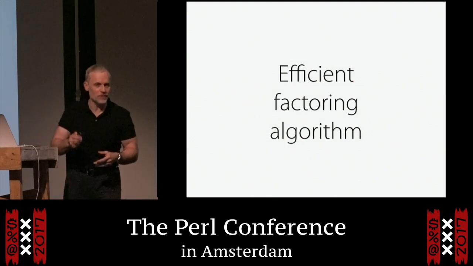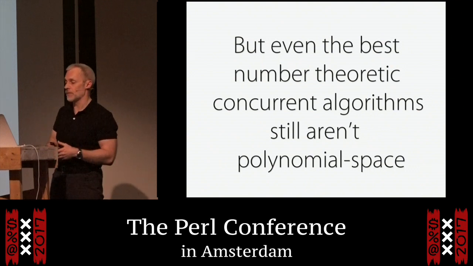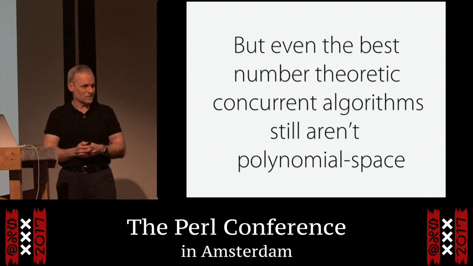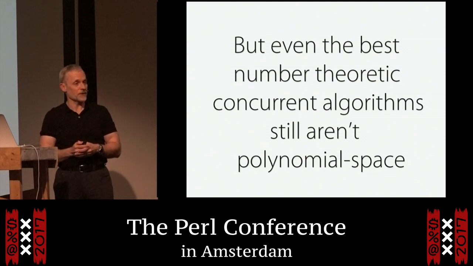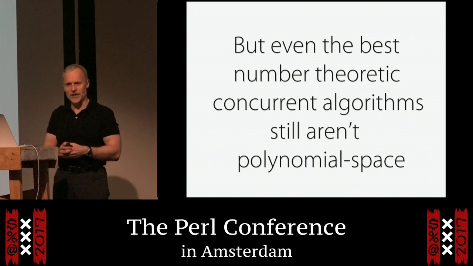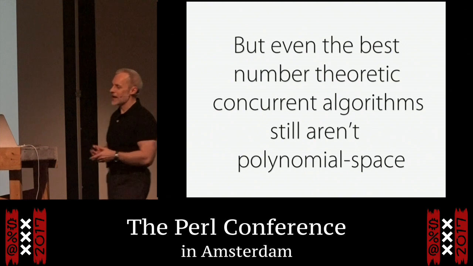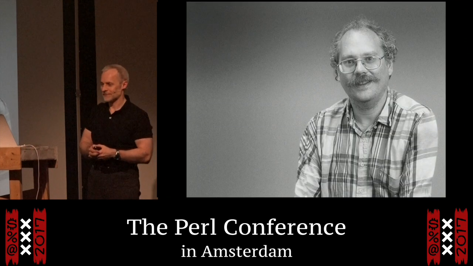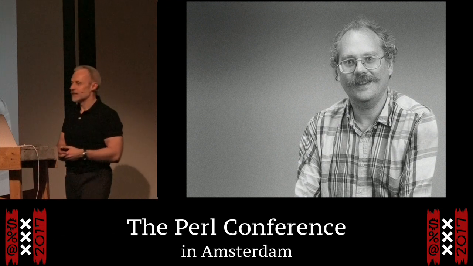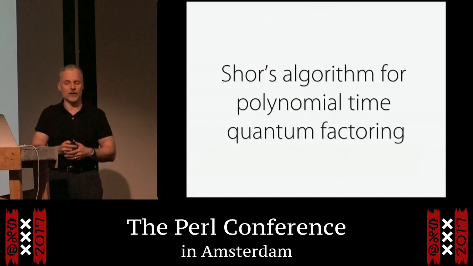Because it doesn't matter how number theoretical your algorithm is or how concurrent you make it, there's still not going to be polynomial time or indeed polynomial space. And that's a problem. Well, not for us. We're actually glad of that because it means that our encryption is probably safe. But it's a problem for the NSA and the CIA and MI6, and they have all the money. So what do? They found this guy. This is Peter Shor. And Peter Shor published the first polynomial time algorithm for factoring using quantum computation.